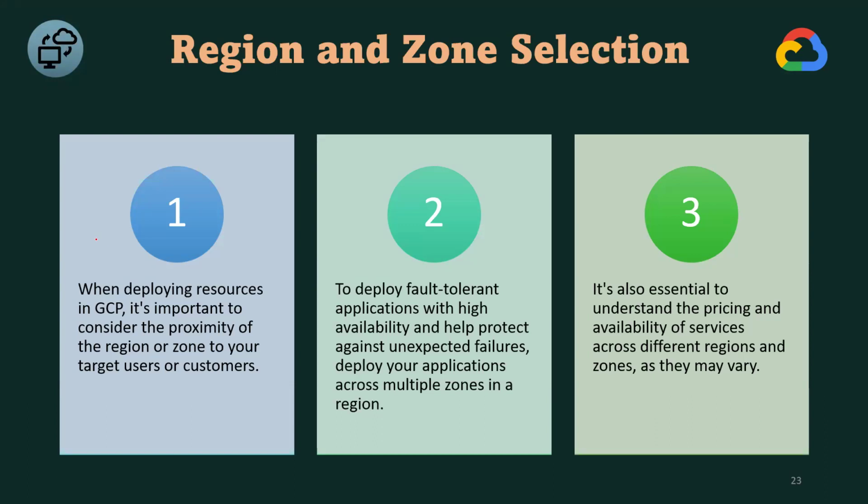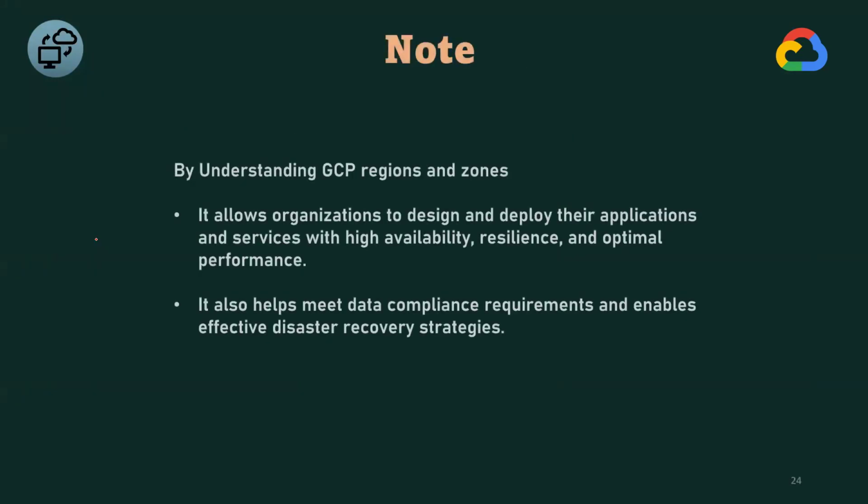So you look at here, what is a region? You try to understand, okay, this is a region and this is a zone. So whenever I am creating a resource, I'll follow these steps. So this is what is called the regions and zone selection criteria, which is very important. It allows organizations to design and deploy their applications and services with high availability, resilience, and optimal performance. So you have now got it, right?